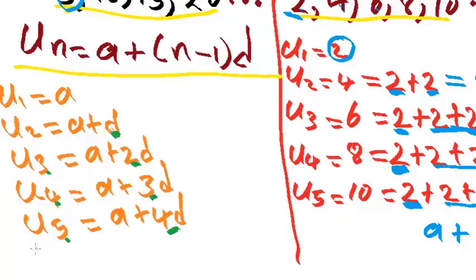So that means that if we have u6, I'm going to get a plus 5d, because here is 5, then here is 4. So if I have this place to be 6, then I'm going to get here to be 5. So that will be 5d. So let's try to make a conclusion.